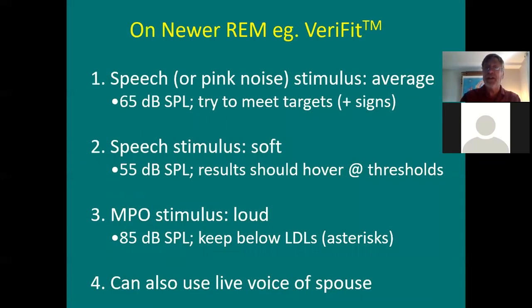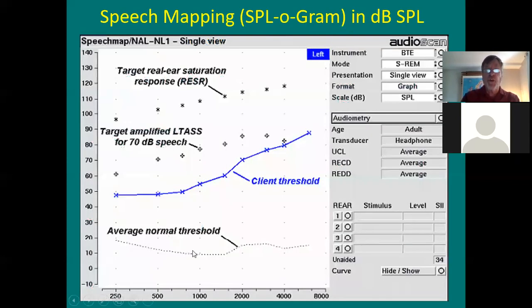We've moved on, okay? Basically, average inputs are 65 dB SPL. Soft inputs are 55 dB SPL. Loud inputs, generally 80-ish dB SPL. Here's normal hearing, of course, minimal audible pressure. Here's the person's thresholds now in dB SPL. Here's some targets. Might be NAL, could be whatever. Let's see what target it is. Let's see. I don't see any. NAL-1. It's NAL-1 targets. Here's loudness discomfort for every frequency. So it must be frequency-specific loudness discomfort levels. And you'd want your output for average speech inputs to hug these thresholds.